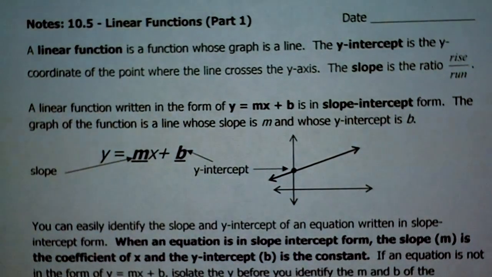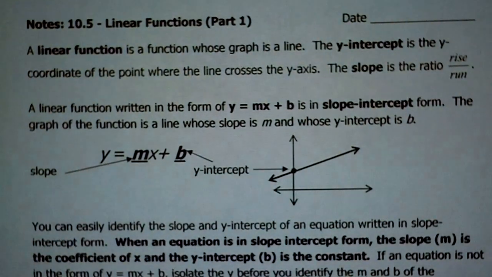The y-intercept, again, I think you know what a y-intercept is. You just have to have the vocabulary word down. It's the point on the y-axis where the line touches it. So, the y-intercept is the y-coordinate of the point where the line crosses the y-axis. And the slope, of course, is still, if we're looking at a line, the ratio of rise over run.